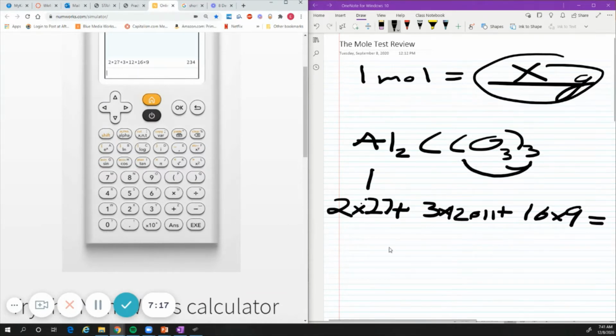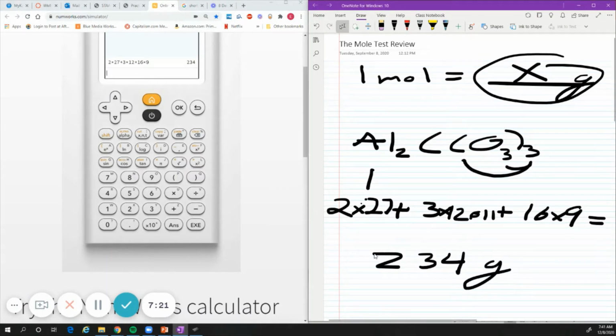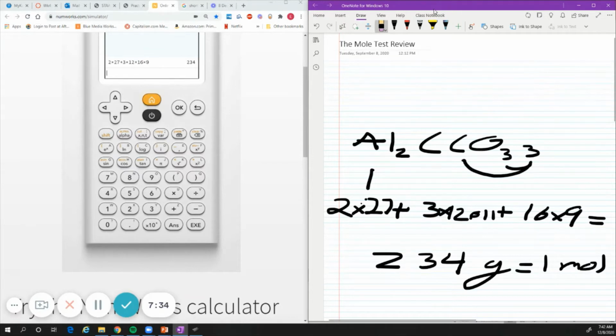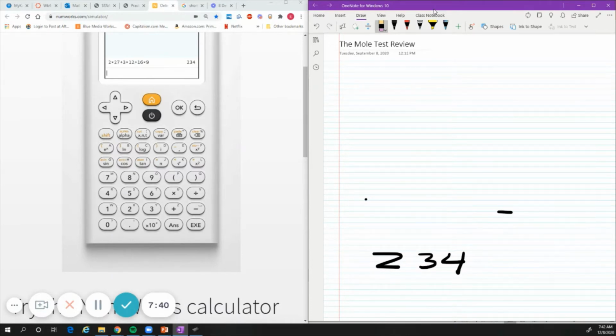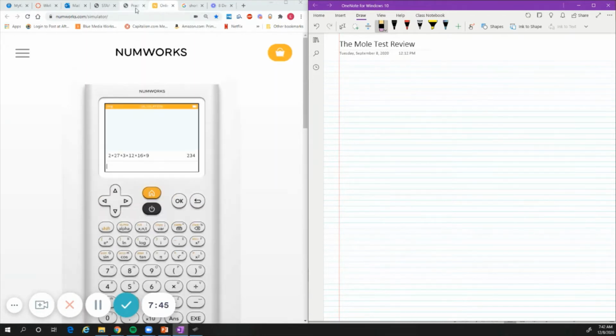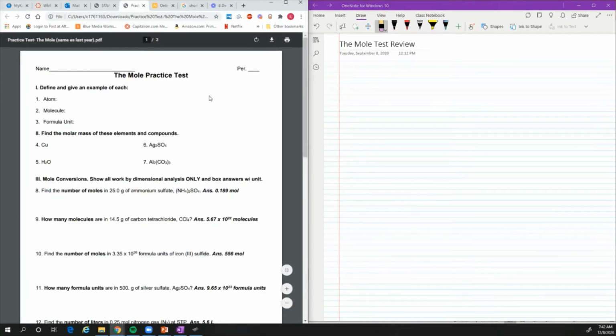That gives me that my molar mass is 234 grams. So again, 1 mole is equal to 334 grams. All right. That was one of the harder ones you might see on the test. All right, going back to the practice test.